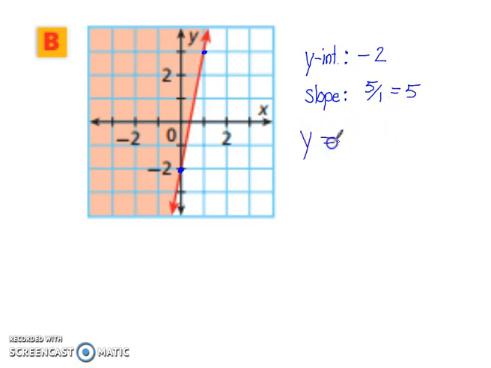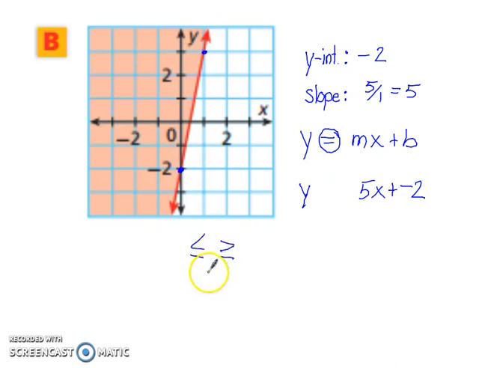So now we have our y equals mx plus b, only our equal sign gets replaced. So we have y, and then our slope, 5x, and then we've got plus our intercept, so negative 2. And now we've got to decide, which symbol are we going to use? Well, it's a solid line, so you know it has to be an or equal to. And then it's shaded above, so that means y is bigger. Which one puts y as bigger? The greater than or equal to, so that's the one you use.